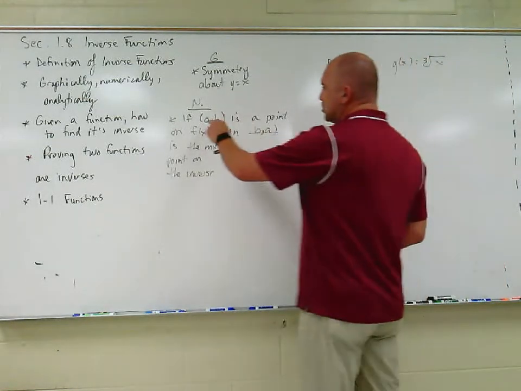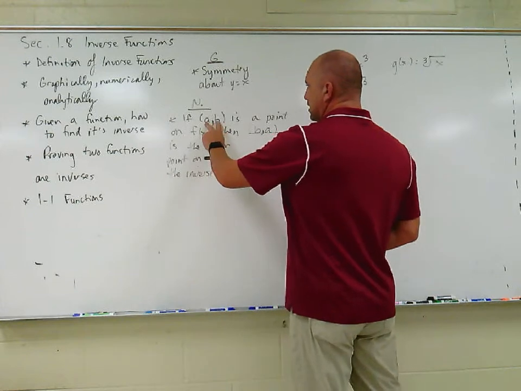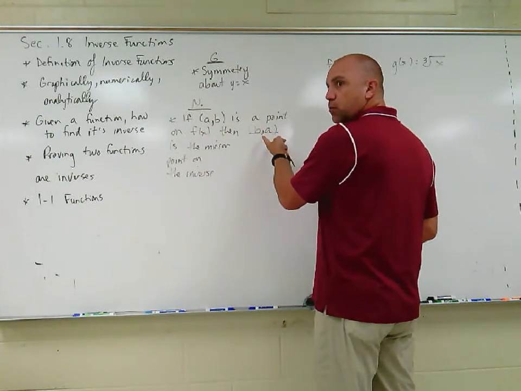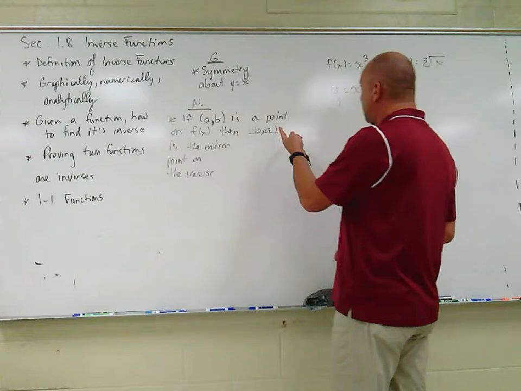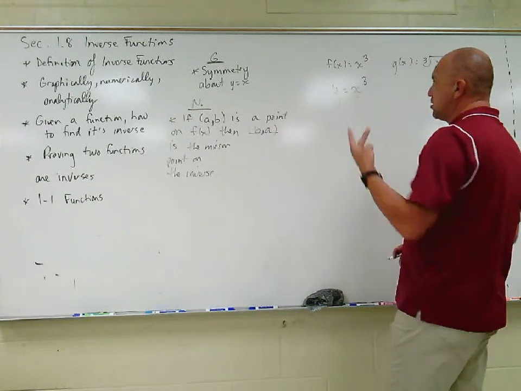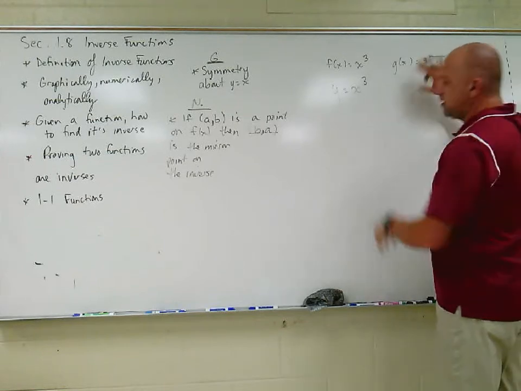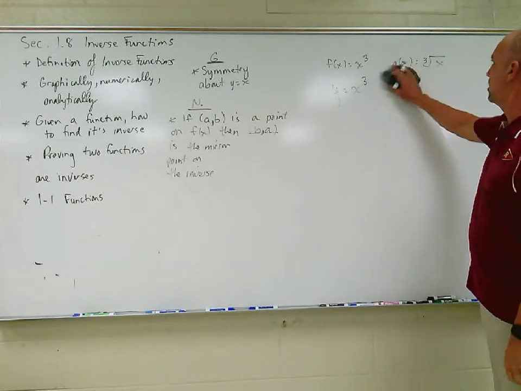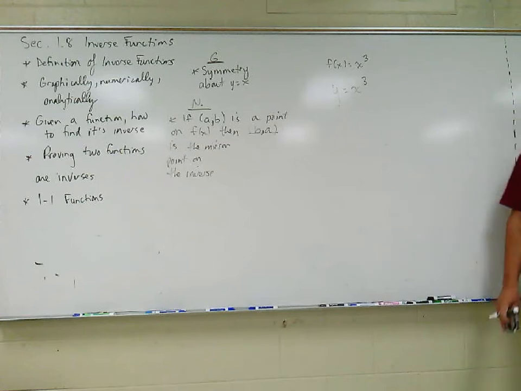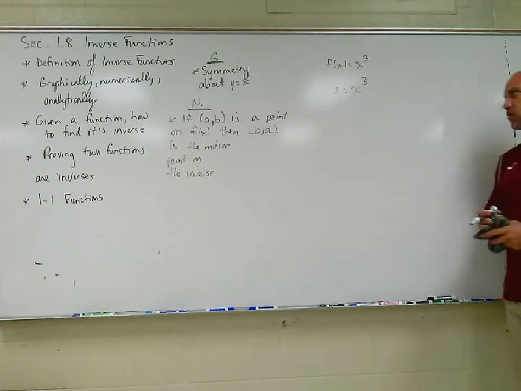So if we take this point here, basically the x's and the y's are doing what? Flipping. So as we go from one to the other, the x's and the y's switch. Well, that's actually how you find the inverse. So let's say I didn't know what it was. Let's just say we didn't know the inverse of cube root of x. But I can show you now, if you use that thinking, how you can find it.